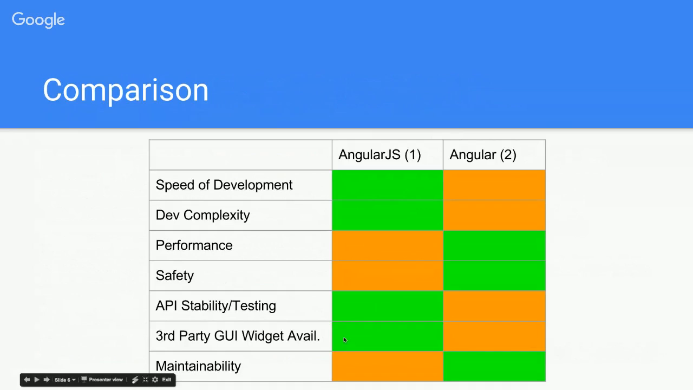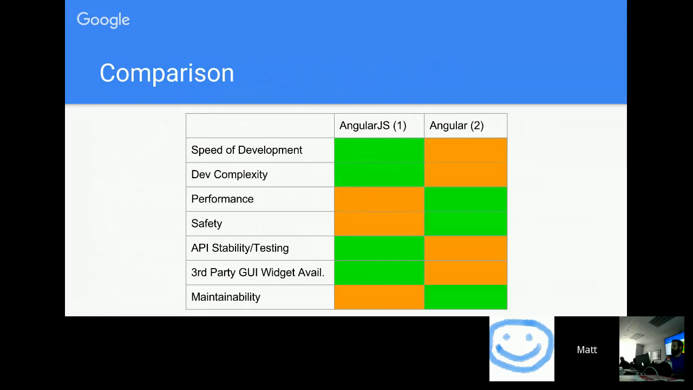As far as third-party widget support, Angular 1 is far and away ahead, with a lot more graphical elements that you can download off the web and use than Angular 2. As far as maintainability, once a project goes to any real size, and again, this is opinionated, I think Angular 2 is probably going to be more maintainable. So we'll get into why.